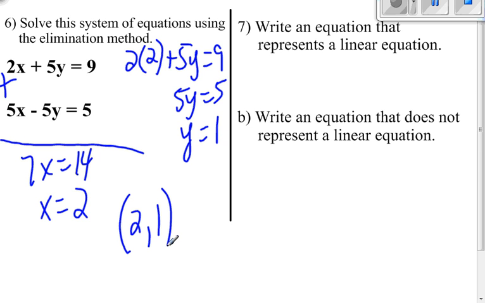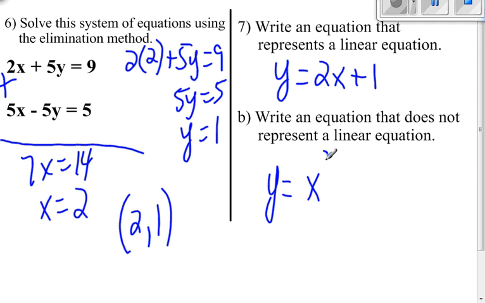Number 7, write an equation that represents a linear equation. Okay, y equals 2x plus 1. Anything in mx plus b form is a linear equation. Write an equation that does not represent a linear equation. Remember, when the variable has an exponent, it's not linear. So anything like that. If you want to throw a coefficient in there, go ahead. Not linear.